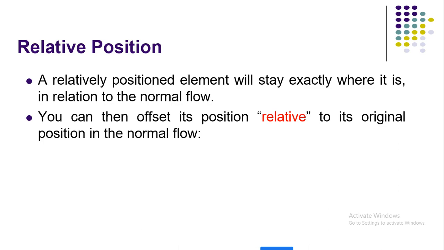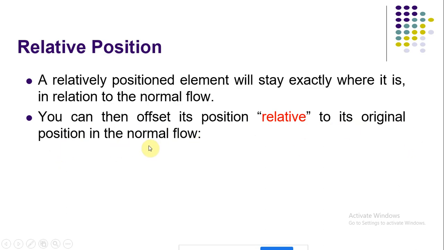You can change the element position from normal flow to any position. And here there is a very important thing: for relative position, the element will stay exactly where it is in relation to the normal flow. So when you set relative position, the element will stay exactly where it is, but you can then offset its position relative to its current, original position in the normal flow.